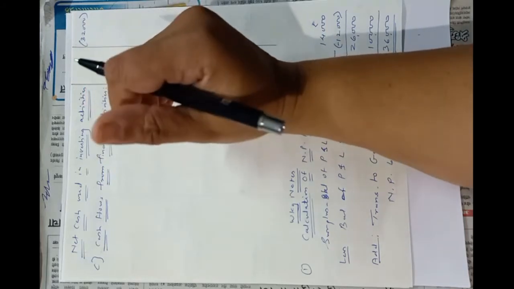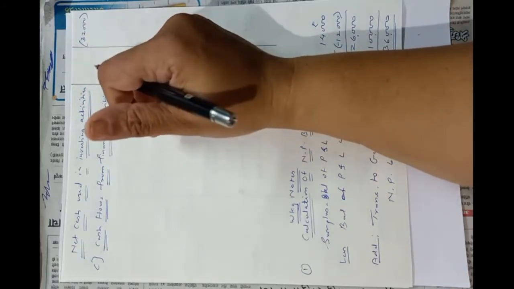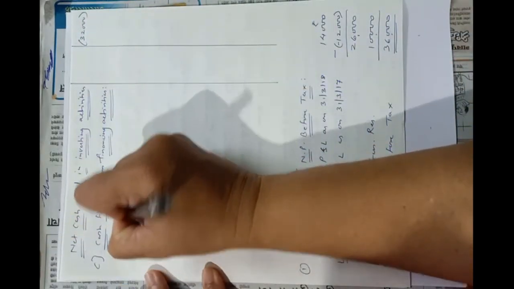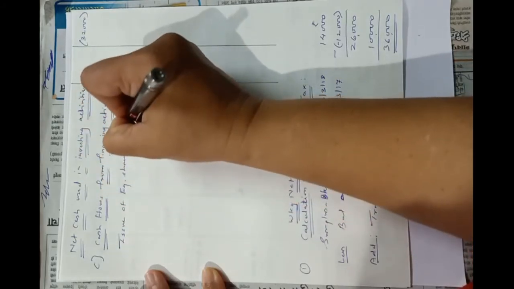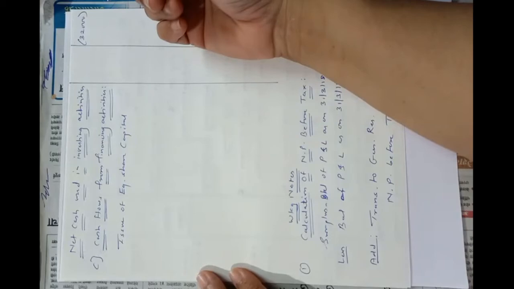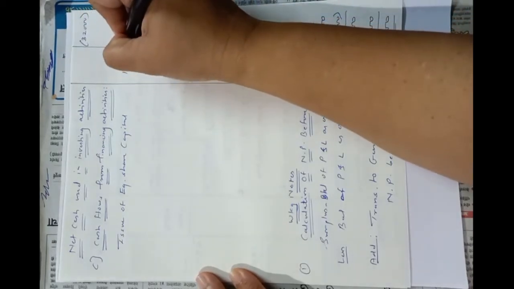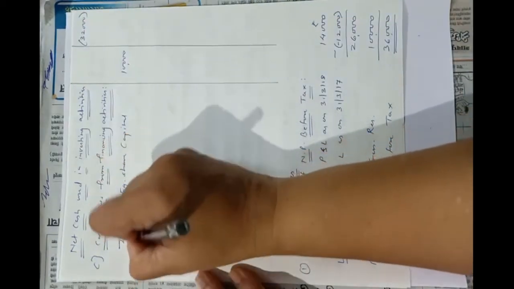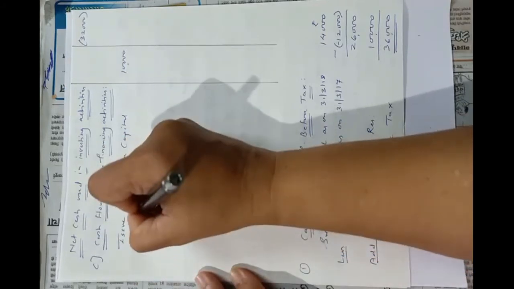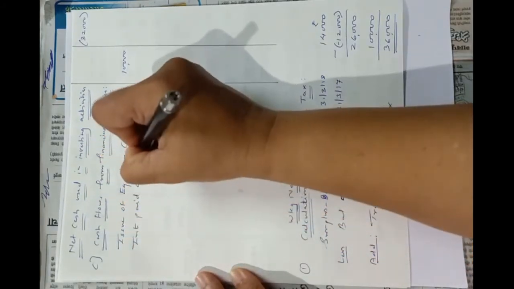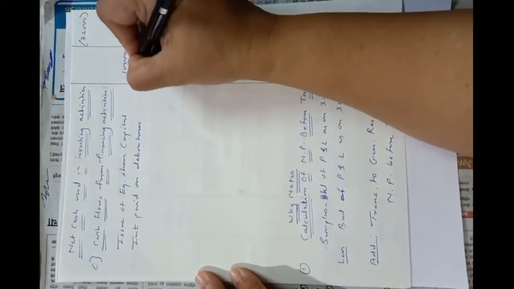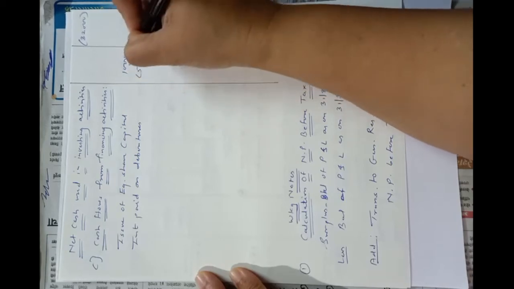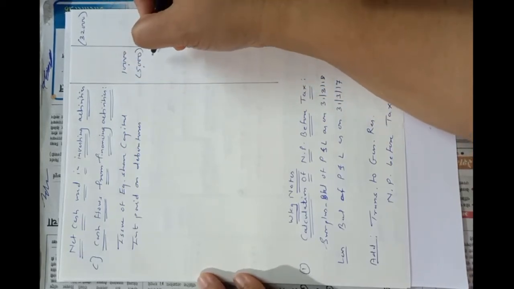which is given in the second adjustment. Okay, so we will write here now issue of equity shares. Issue of equity share capital or equity shares, you can write 10,000, and interest paid on debentures. Interest paid on debentures amount is 5,000, as we are paying debenture interest, it is a negative amount.